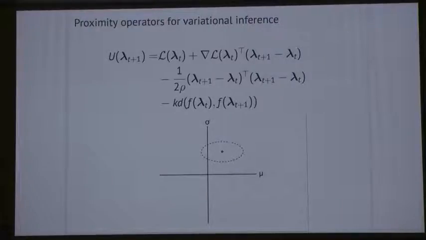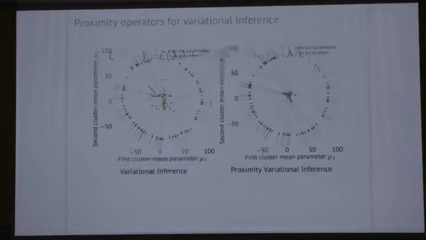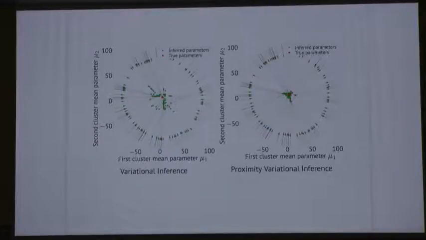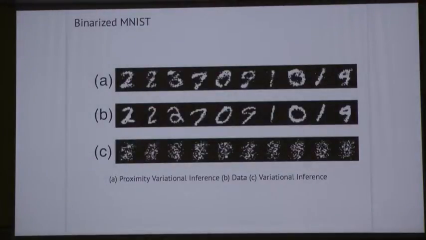How does this work in practice? We show that variational inference, in some cases, does not recover correct solutions, in this case, cluster means on the left. But proximity variational inference with an entropy constraint does recover true solutions in as much time. In a sigmoid belief net model of images, we can reconstruct the data where variational inference cannot.